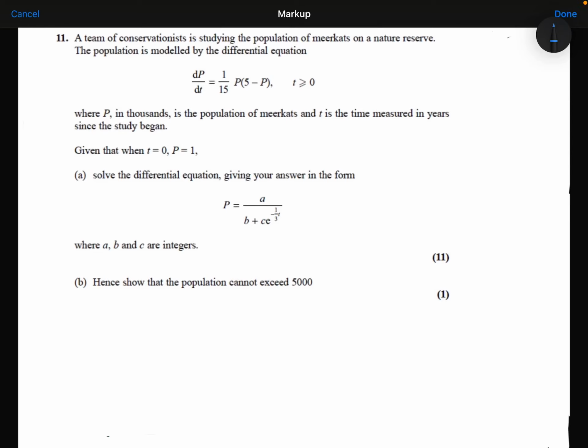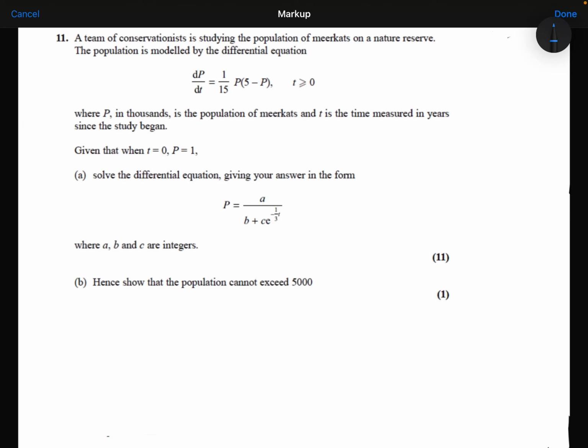A team of conservationists is studying the population of meerkats on a nature reserve. The population is modelled by the differential equation given there, where P is in thousands, and that's the population of the meerkats, and T is the time measured in years since the study began. We're told that when T equals 0, P equals 1, and part A, we need to solve the differential equation and give the answer in that form.